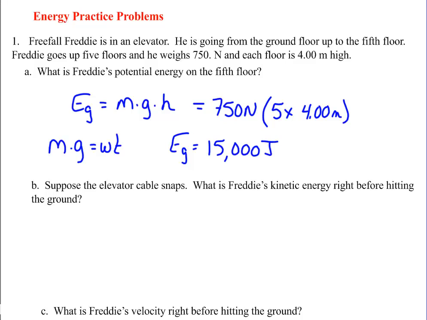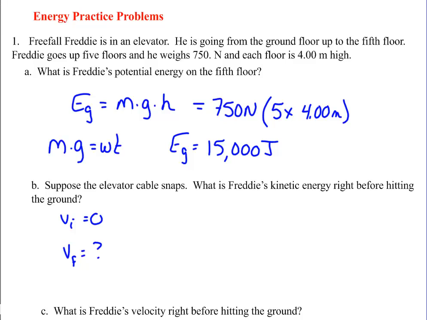Now, unfortunately for poor Freddy, the cable snaps. And what we're looking for is the kinetic energy right before hitting the ground. Well, if he's falling, he's essentially free falling, so he's accelerating. His initial velocity is 0, and we want to find out his final velocity. Just before he hits the ground, his gravitational potential energy is 0. Before the cable snapped, the kinetic energy was 0.